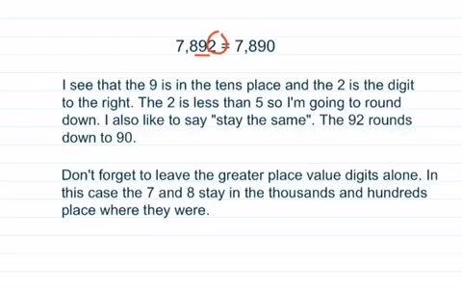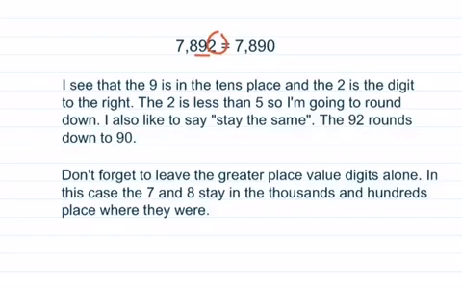I also say in class a lot that I like to stay the same. Sometimes that rounding down language makes them think that they round the 9 down to an 8, but they don't. You can't do that. So the 9 stays a 9, and then everything else becomes a 0.